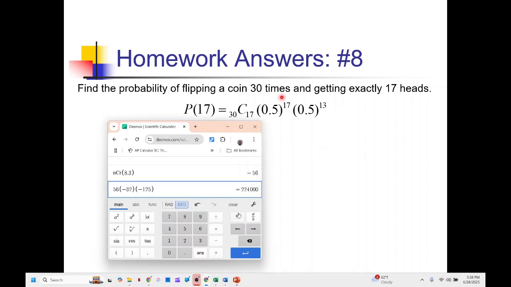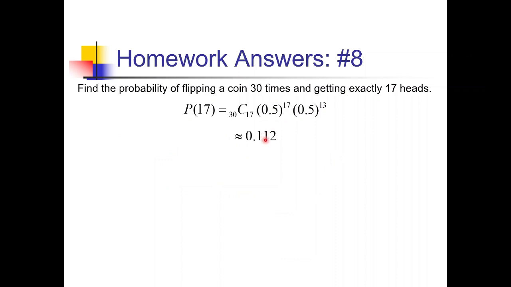So plugging all this in, we've got nCr, parentheses 30 comma 17, and we'll multiply that by 0.5 to the 17 and 0.5 to the 13. That comes out to about 0.112. So about an 11.2% chance of getting exactly 17 heads.